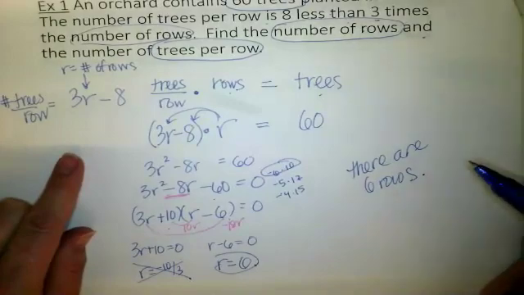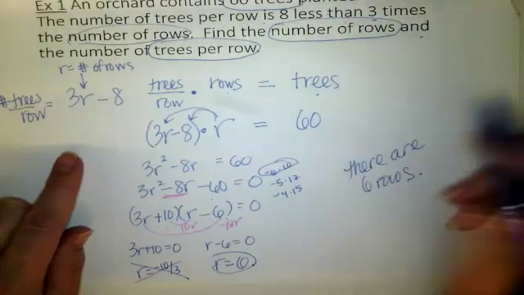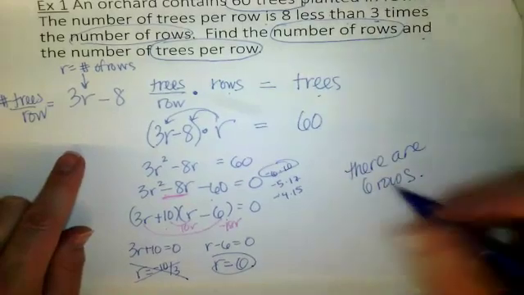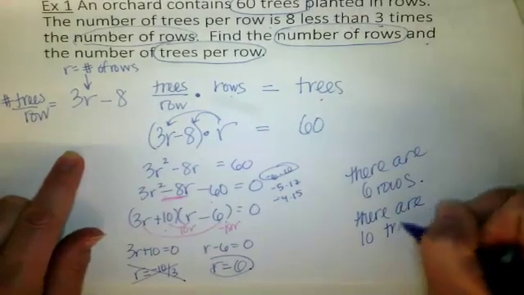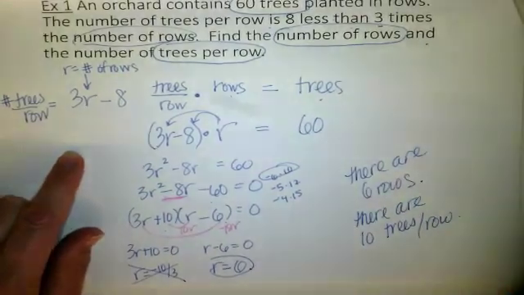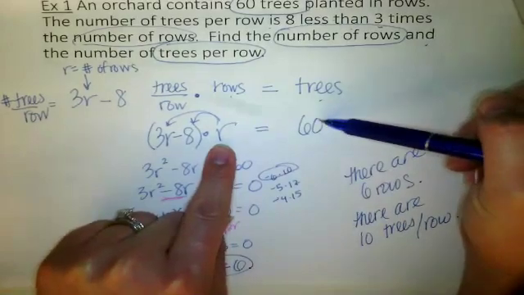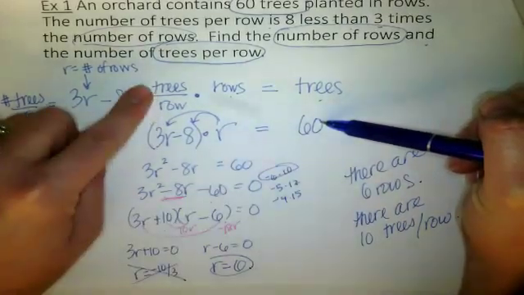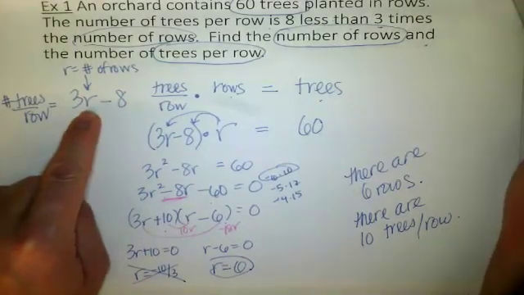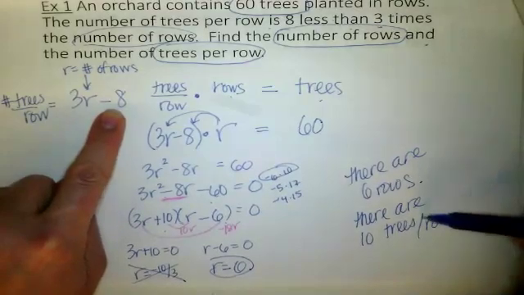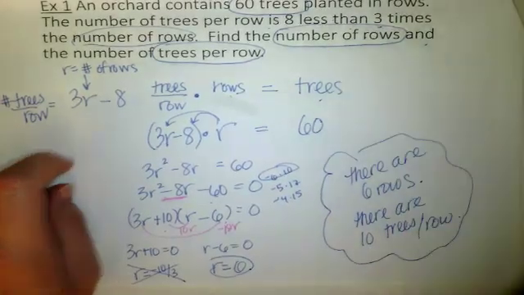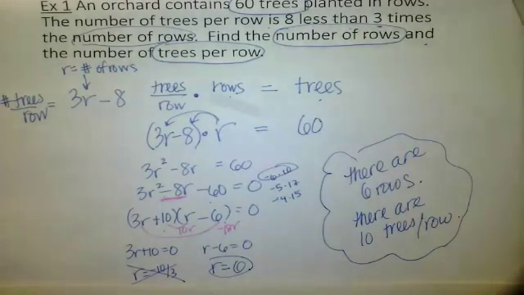Is it 60 divided by 3? No, 60 divided by 6. Yeah, it is 60 divided by 6. There are 10 trees per row. So you can just divide trees by the number of rows, and that'll give you trees per row. Or you could also plug it in here. 3 times 6 is 18, minus 8 is 10. Okay, so a couple of ways to figure that out. All right, questions on that one? That's all right? Good.